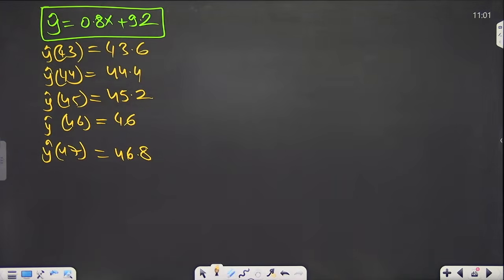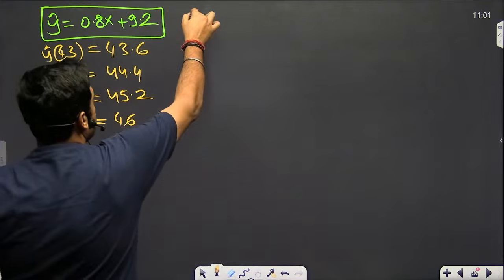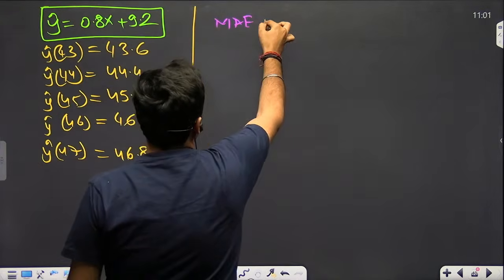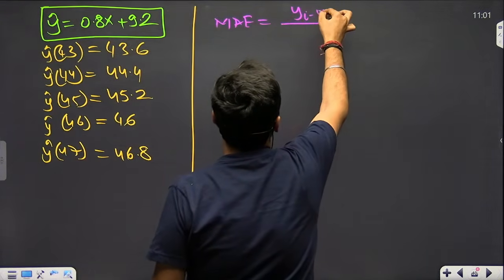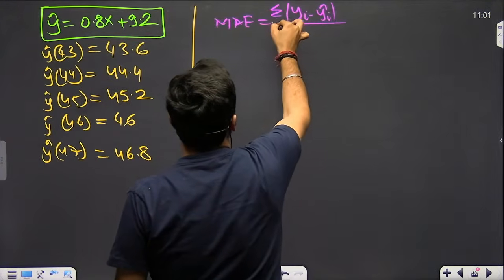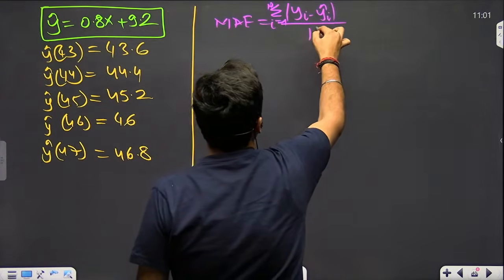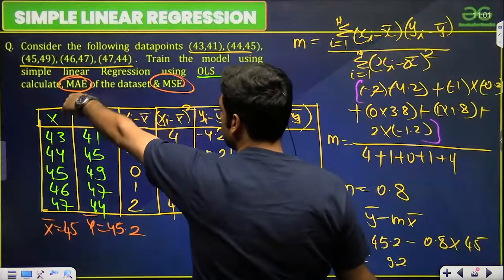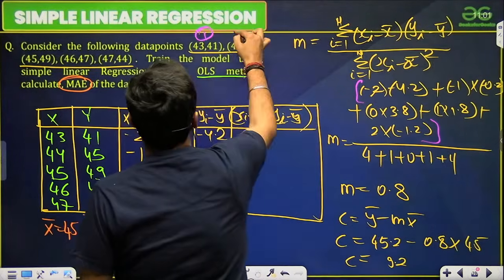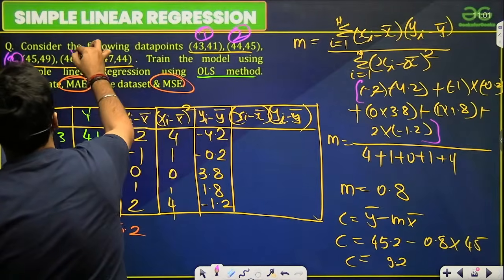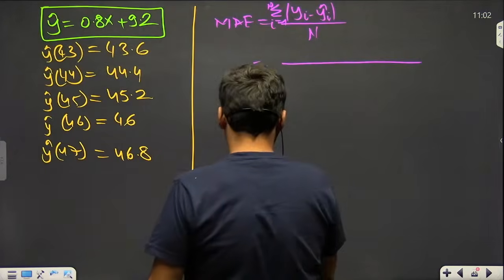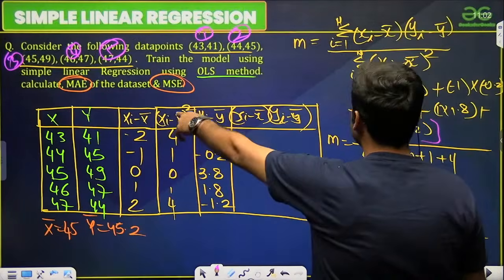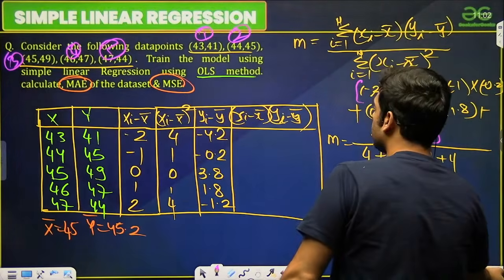So now, using these values, I can calculate the value of MAE. MAE is defined as the summation of i equals 1 to n of the absolute value of yi minus yi hat, upon the total number of data points. A total of 5 data points we have: 1, 2, 3, 4 and 5. And how much will we add here? Yes, I would be adding yi minus y hat, that is 4.2.